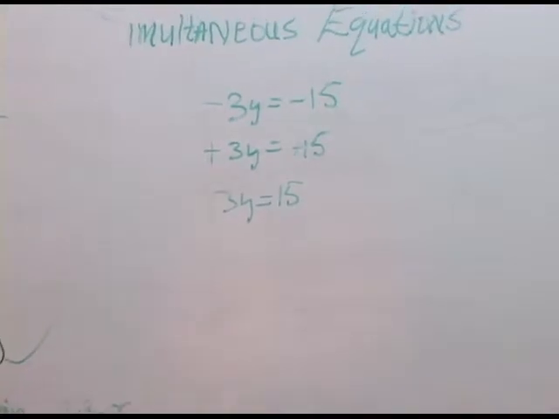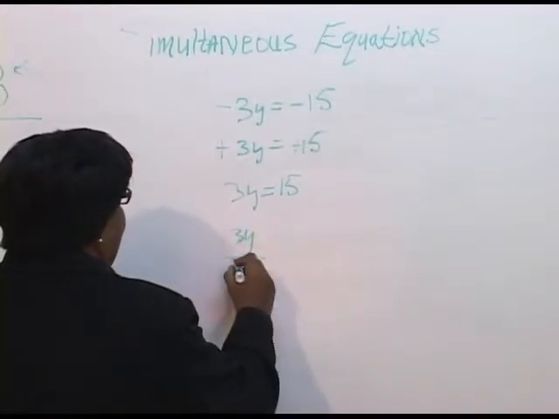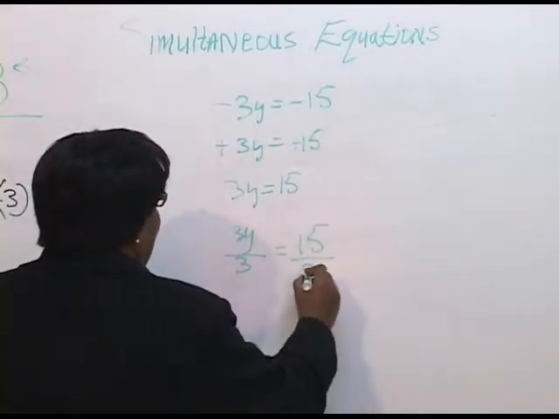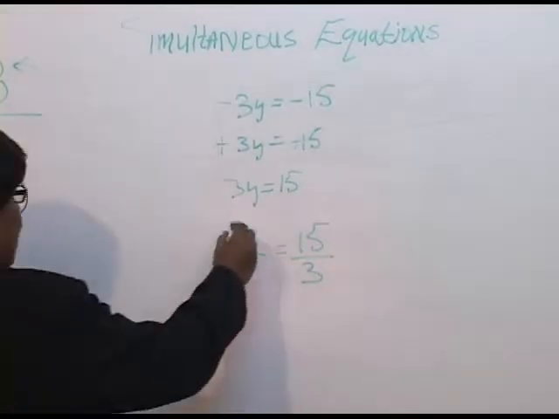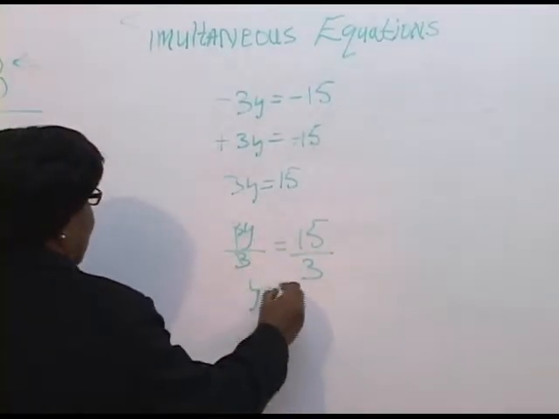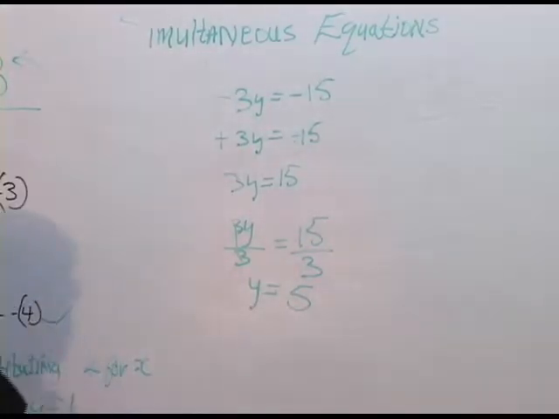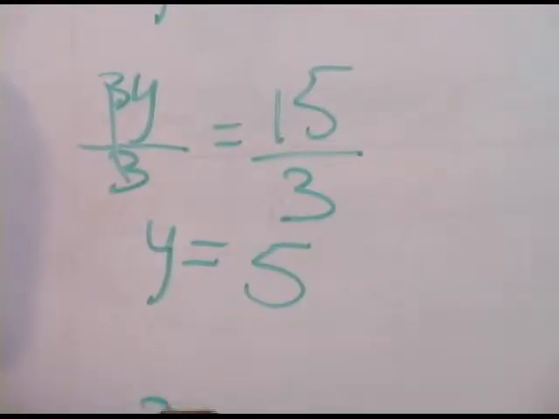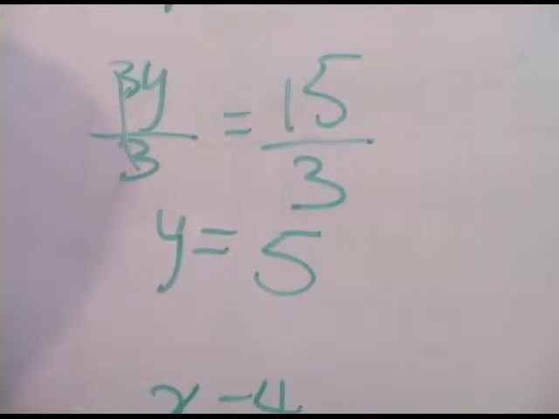And then we can get right away 3y divided by 3 would be equal to 15 divided by 3. So we do our cancelling and we're going to get y then is equal to 5. Y then is equal to 5. And so our solutions are x is equal to 4 and y is equal to 5.